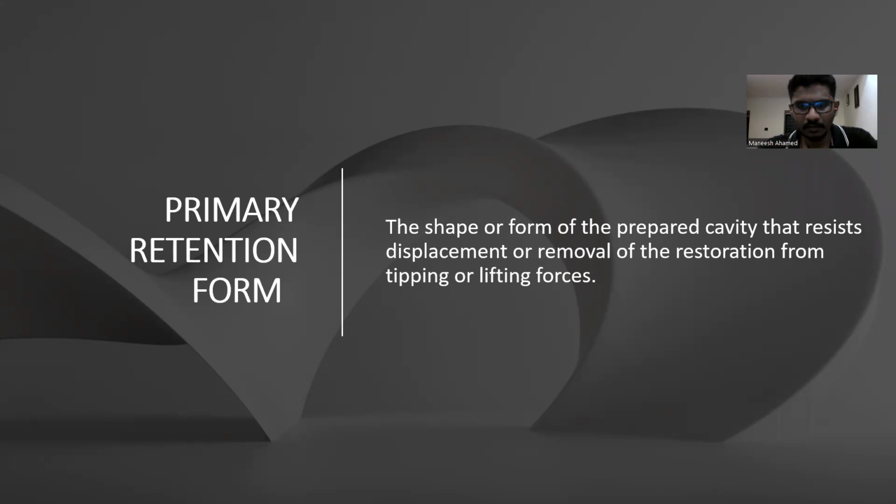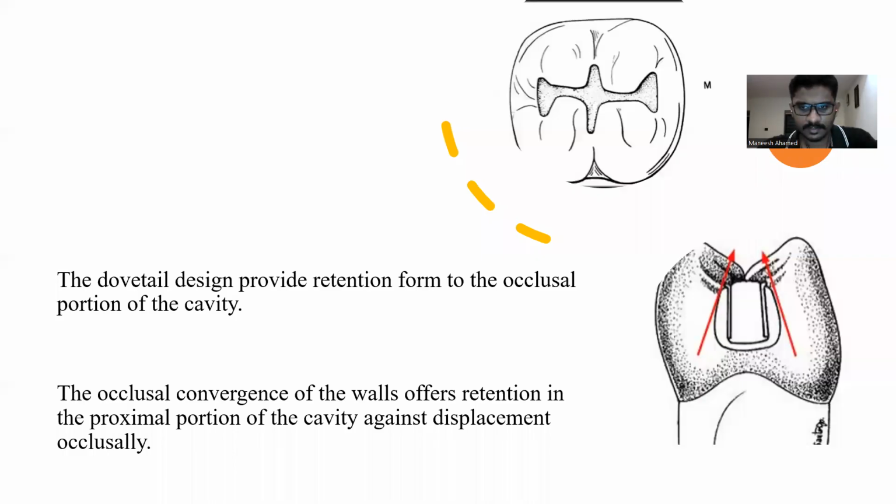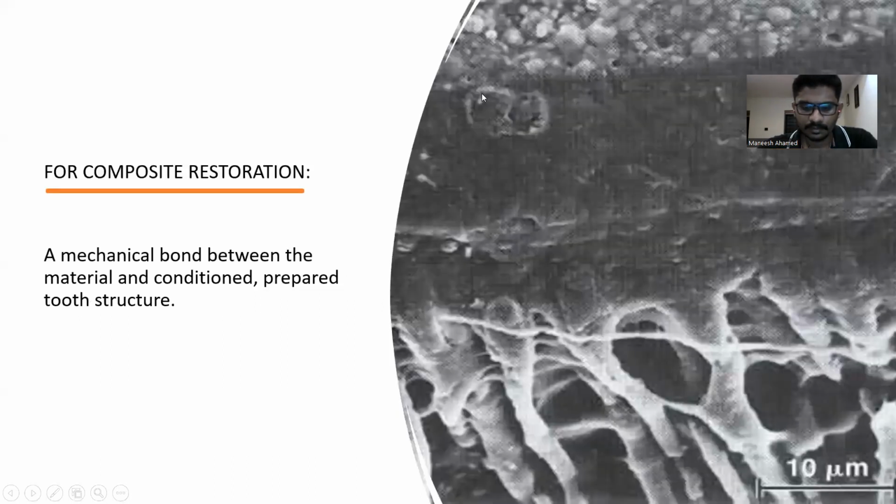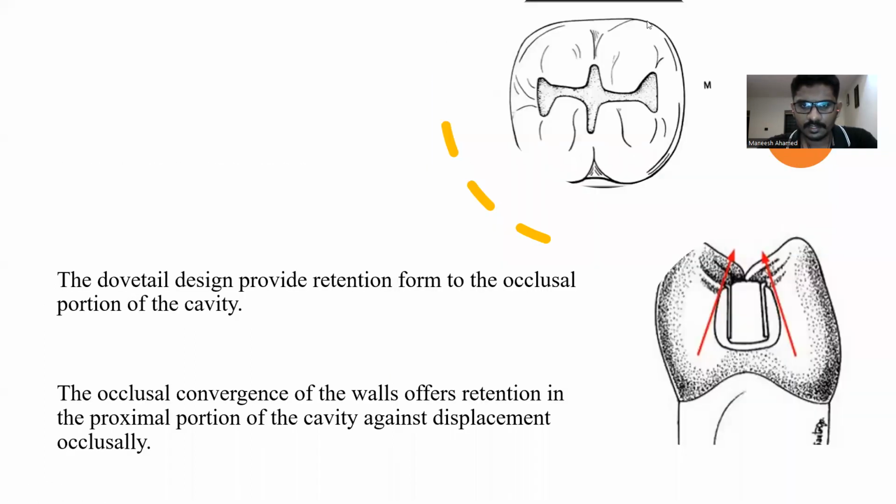That is, the shape or form of the prepared cavity that resists the displacement or removal of the restoration from the tipping or lifting forces. There are two important features which we incorporate in the tooth which will help to achieve this. The dovetail design provides retention form to the occlusal portion of the cavity. As you can see, the dovetail is an important feature that will help the restoration to stay within the tooth. And occlusal convergence of the walls offers retention in the proximal portion of the cavity against displacement.